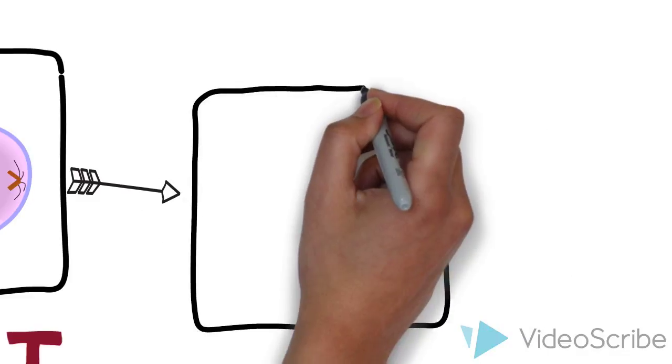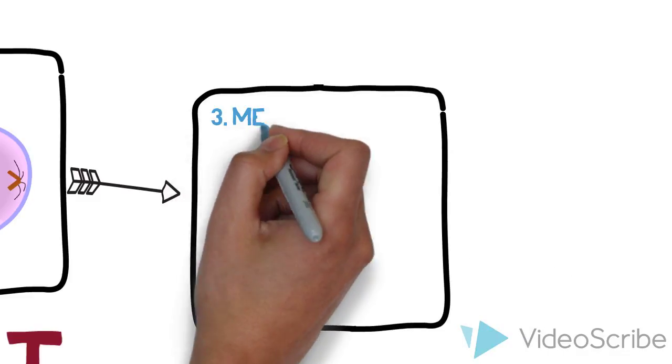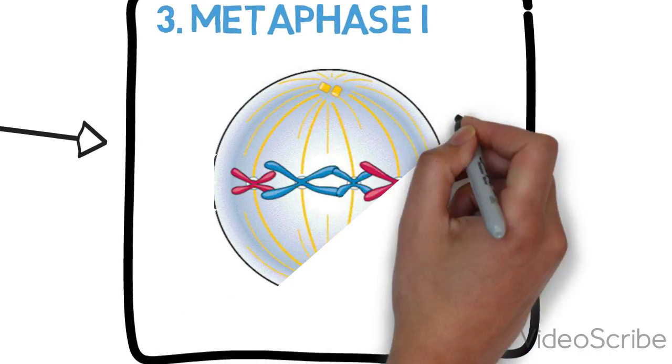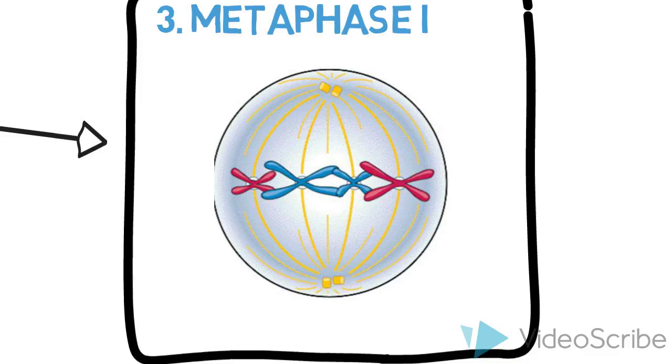The next phase, metaphase 1, is where the tetrads, homologous pairs of chromosomes, line up in the center of the cell. Then the spindle fibers attach to each chromosome.